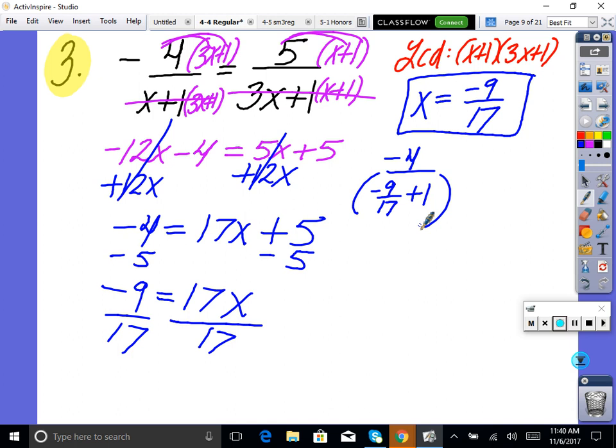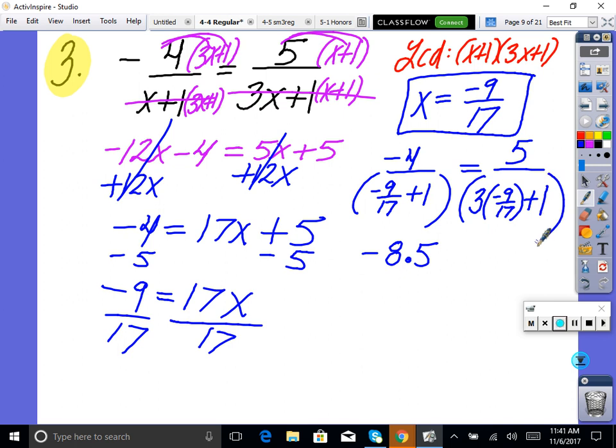Nope. -8.5. Now we're just seeing if the decimals are the same. We don't need to put it as a fraction or anything. We're just seeing if this is a true statement. Is that equal to, let's type this in. Once again, your calculator doesn't know what's starting on bottom, so you need a parentheses. Then 3 times parentheses -9/17, close it, +1, close your parentheses. Type it in. It's -8.5, this side. Check it, type it in.